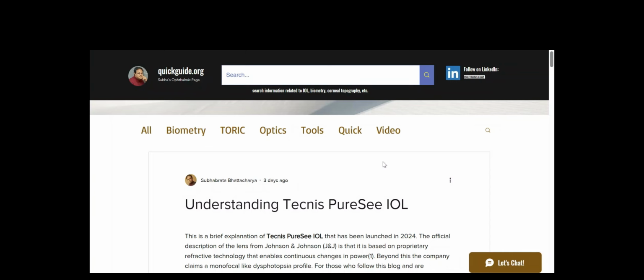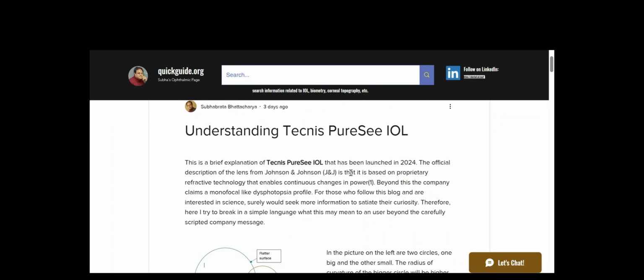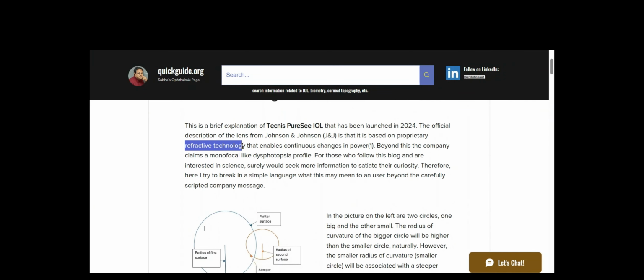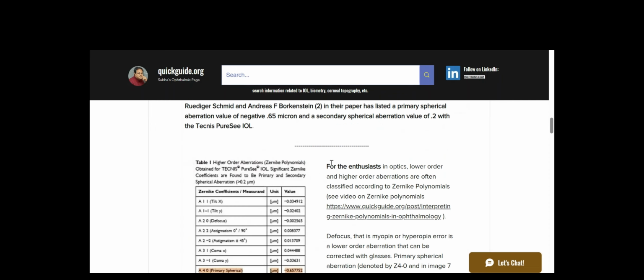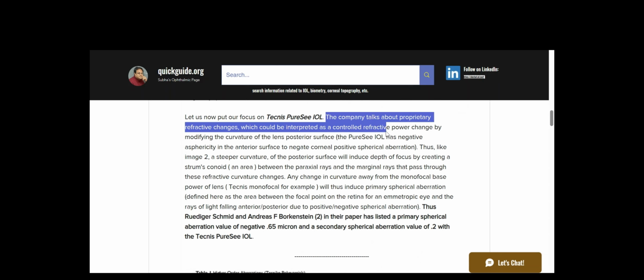This IOL has generated a lot of interest and has been launched as an EDOF IOL. The company says that it is based on refractive technology, and they have changed the refractive curvature of the lens on the posterior part. That is their official communication. The company talks about proprietary refractive changes, which could be interpreted as a controlled refractive power change by modifying the curvature of the lens posterior surface. They have actually modified the lens posterior surface.